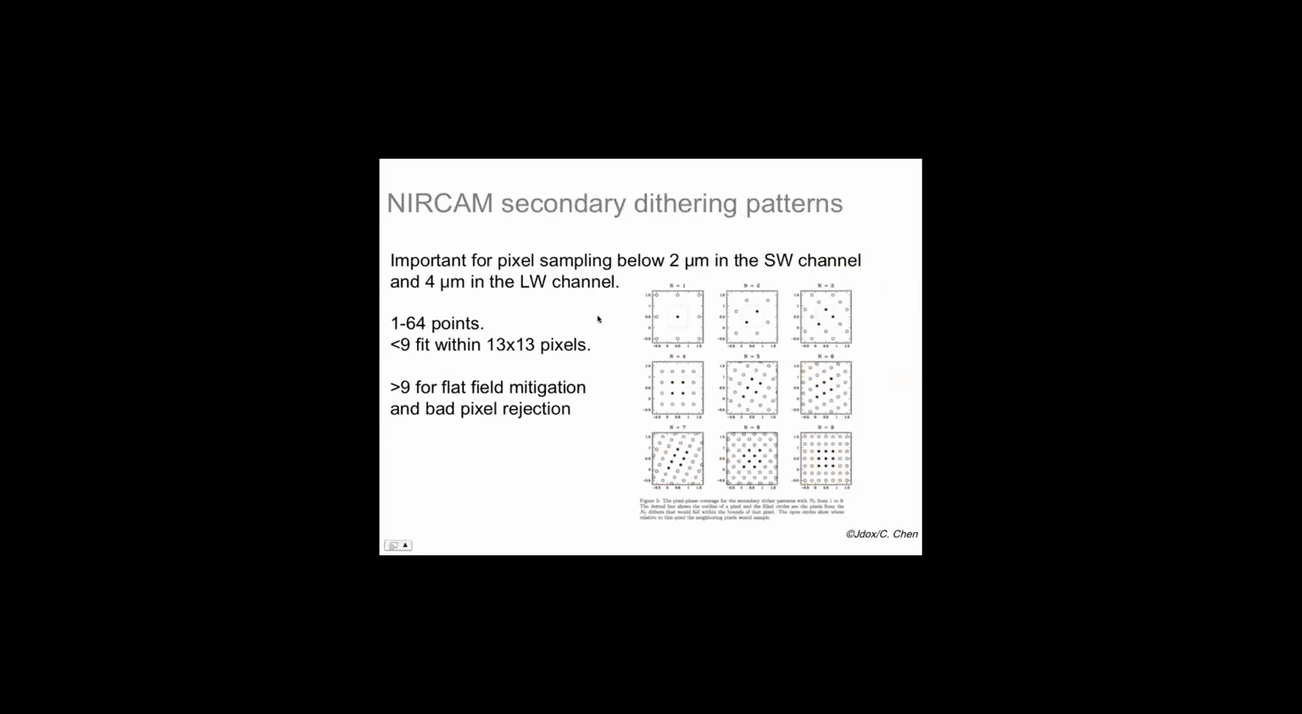And finally, there is the secondary dithering pattern. As I said, it is designed to improve the PSF sampling below 2 micron in the blue channel and below 4 micron in the red channel of NIRCam. They exist with 1 up to 64 points, but to improve the sampling, actually only the first 1 to 9 points patterns are useful. The final sampling is provided by the 9-point pattern, providing a sampling of 3 times the native resolution of NIRCam. Beyond that limit, you will only improve the flat field mitigation and the bad pixel rejection.